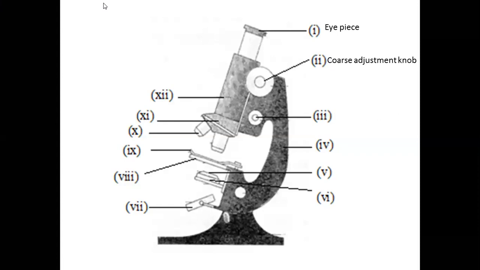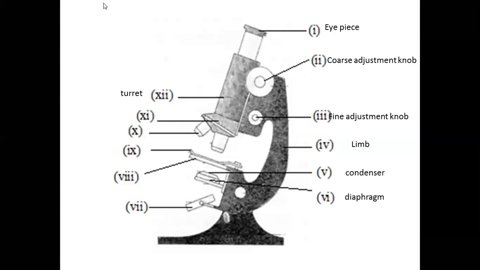So maybe just a crash labeling of our microscope. One is the eyepiece, as I'm doing that. Number two is the coarse adjustment knob. Then we have the fine adjustment knob. Then we have the limb or the arm. That part is called limb or arm. I know you know that. Then we have the condenser. Then the diaphragm, and the spellings must be accurate.